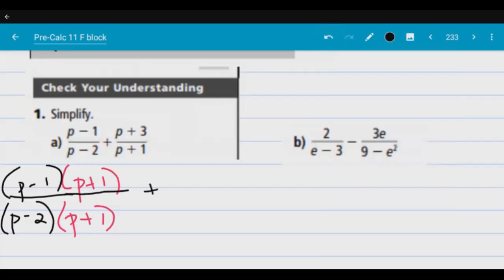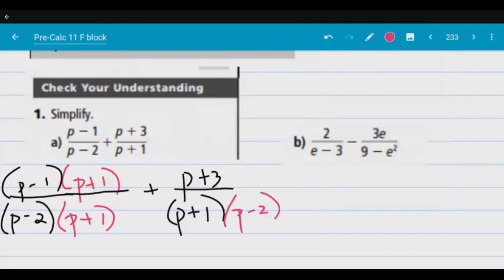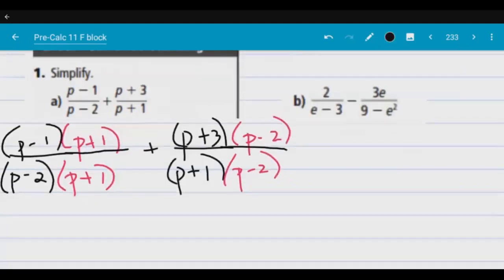Plus p plus 3 is the original numerator. P plus 1 is the original denominator. I need to multiply the denominator by what? By p minus 2, because I don't have that, all right? So that I can put them all together under the same denominator. So I will multiply this by p minus 2, and I will multiply the top by p minus 2. And once again, I have to have brackets, okay, for this. And now they look like they have the same denominator.